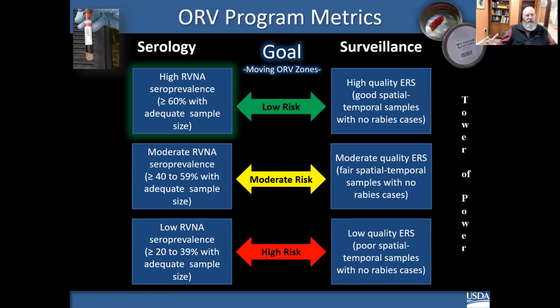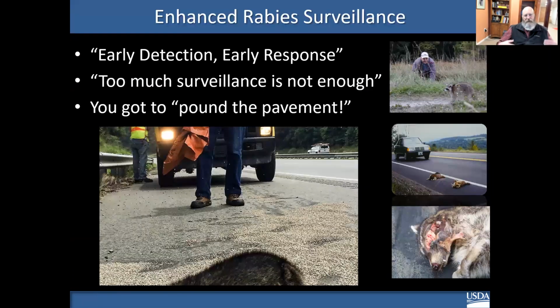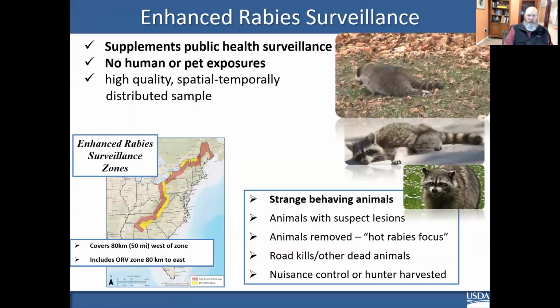So our goal is to look at both serology, looking at rabies virus neutralizing antibody as an index to population immunity, where we want to try to get that 60% seroprevalence, and also having good, high quality enhanced rabies surveillance. And that enhanced surveillance piece continues to develop. It's our early detection, early response mentality, where too much surveillance is not enough. And that's been our rallying cry for a long time.